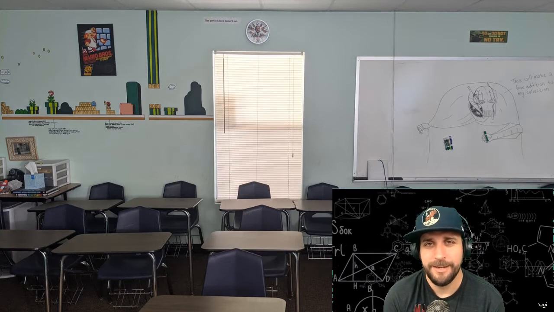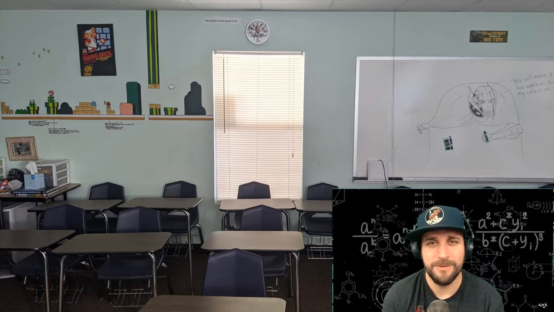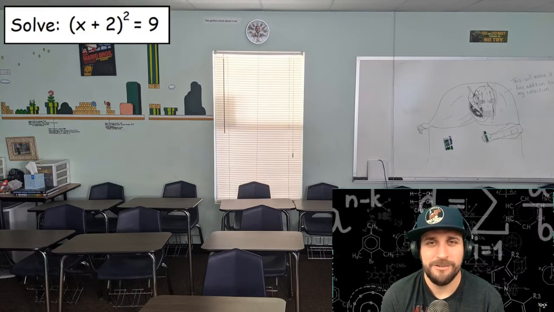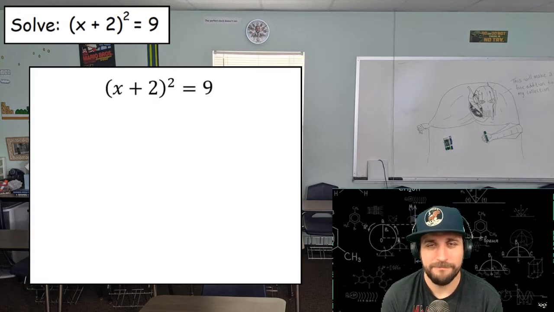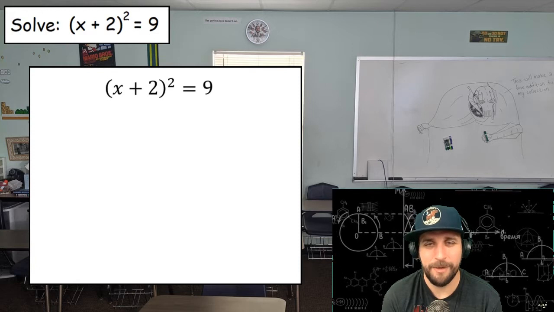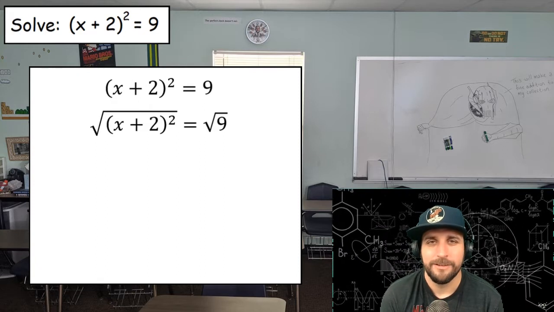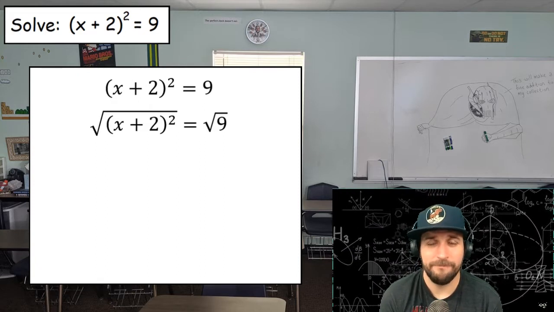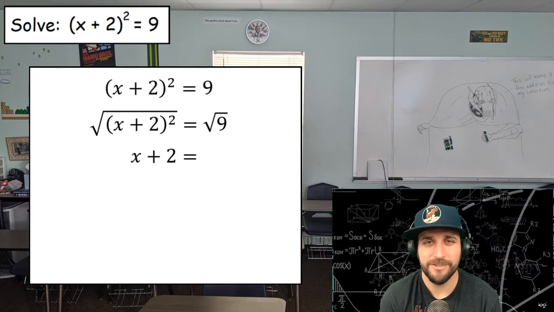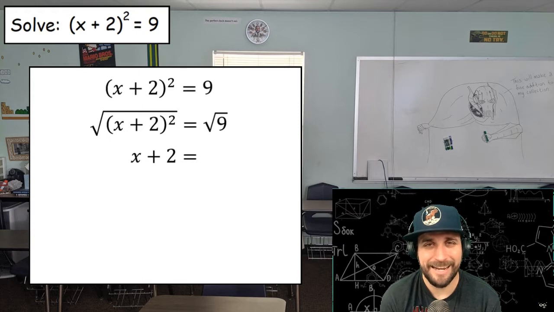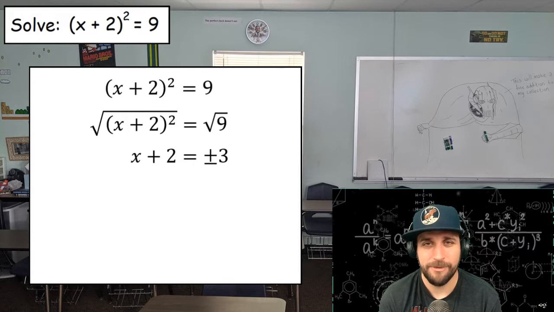So for starters, let's pretend we already have a perfect square trinomial in its factored form, and it equals a number. So let's say we have x plus 2 squared equals 9. We want to solve for x. To do that, it's very similar to a square root problem. We have to take the square root of both sides to get rid of that squared. So the square root of x plus 2 squared is just x plus 2, and that equals the square root of 9. Remember, when we take the square root of a number, we get a positive root and a negative root. So x plus 2 equals 3 or negative 3.